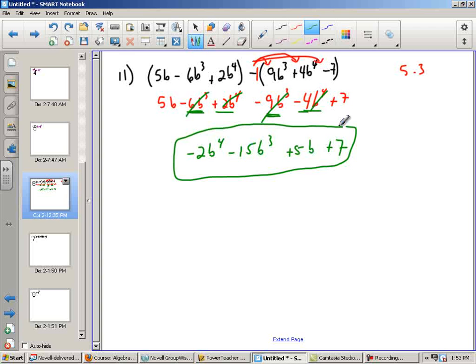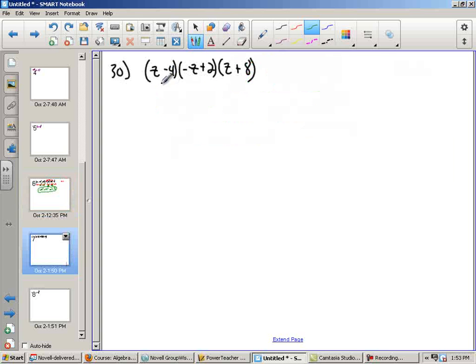And I'm done. So combining like terms on the first section, it's addition or subtraction. If this was addition in the middle, I wouldn't have had to do anything. I just would have combined the like terms. Number 30, we're going to go through this process of foiling twice.